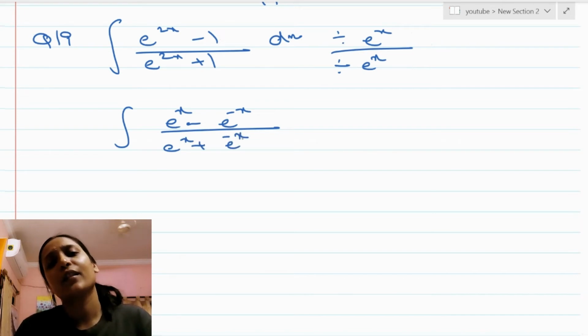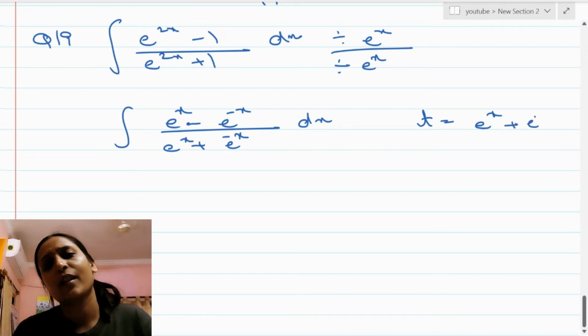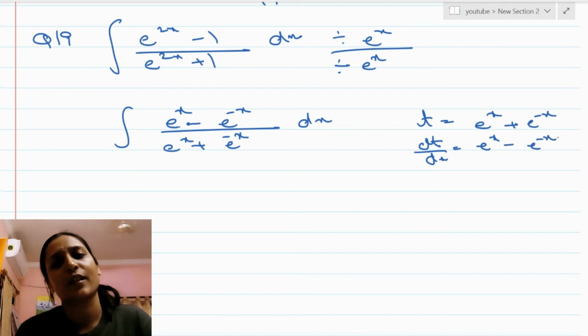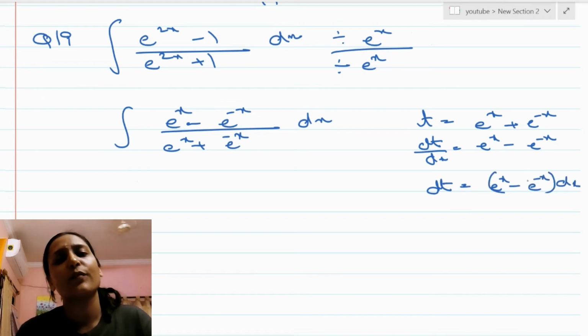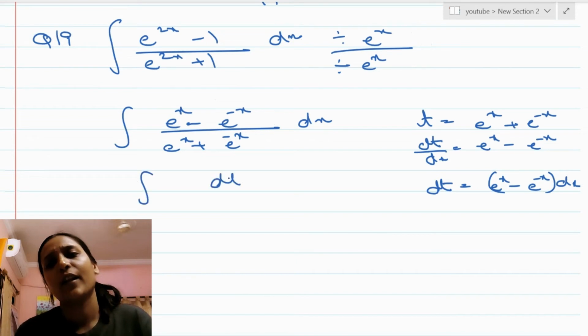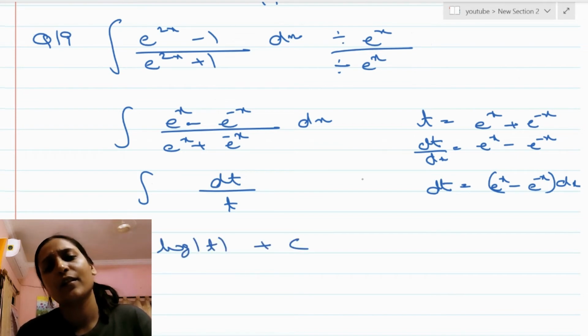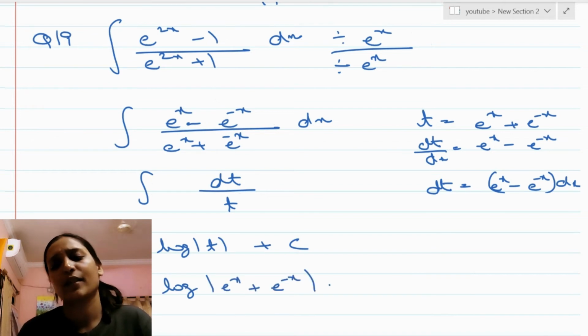And now if you see, the denominator's derivative is the numerator. So this can be your t value. So t is equal to e to the power x plus e to the power minus x. Then dt by dx would be e to the power x minus e to the power minus x. So dt is equal to e to the power x minus e to the power minus x dx. So the entire numerator is nothing but dt divided by t. So the integral of this would be log mod t plus c, where t is nothing but this, so it is log e to the power x plus e to the power minus x plus c.